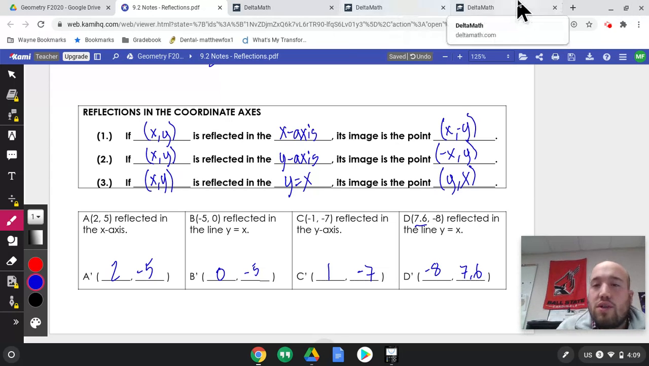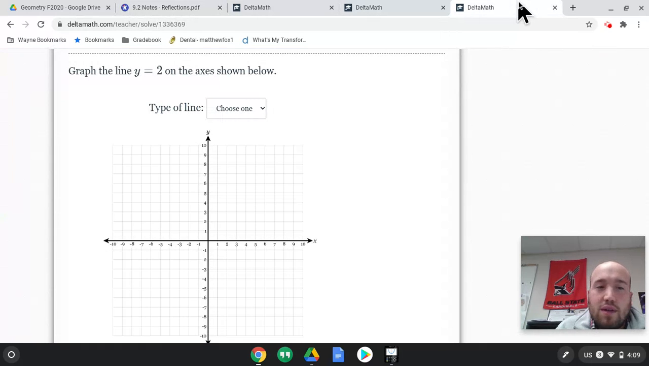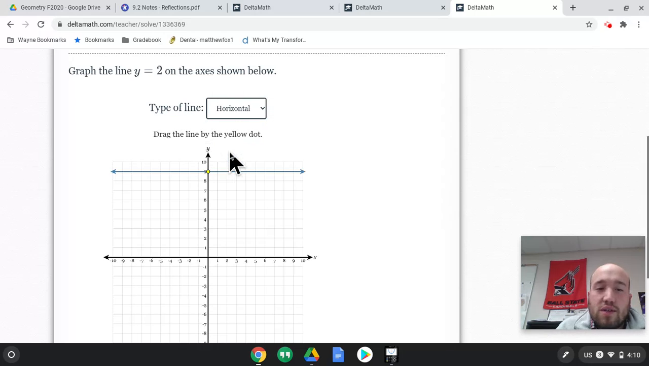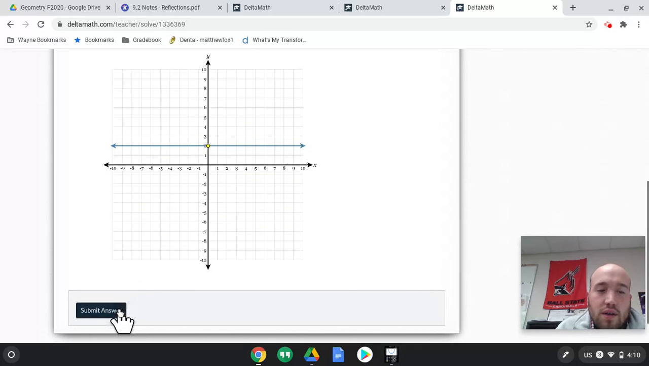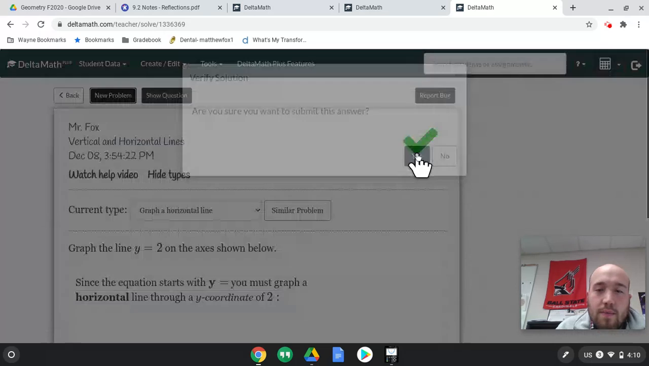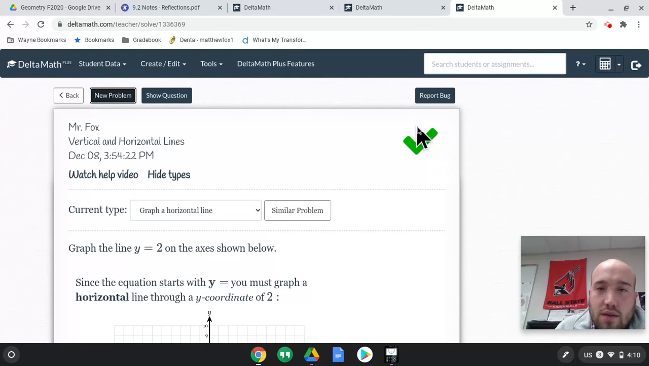Let me quick show you in Delta Math what we have to do on the assignment. So here it says graph the line y equals 2. Now remember the line y equals 2 will go through the y-axis. So if it goes through the y-axis, it would be horizontal. And now all I need to do is drag this down to go through y equals 2. Okay, and if I submit that, see, I got my check.